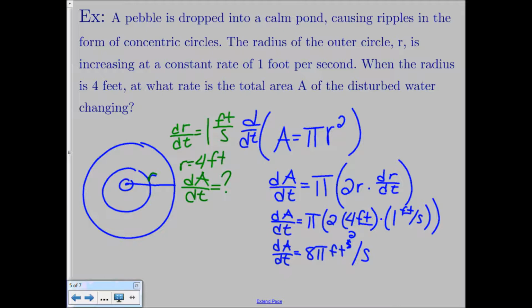And knowing that it's feet squared per second is very good, because if you know how to measure area, you know that the units on area should always be units squared. So it's good that our units matched up like that. So let's try another example.